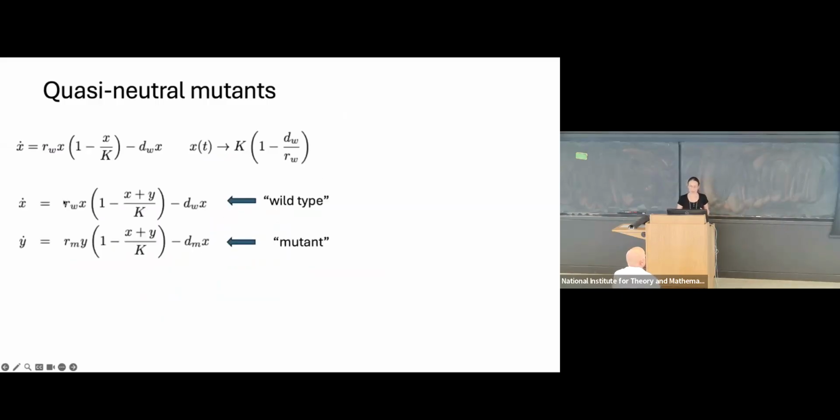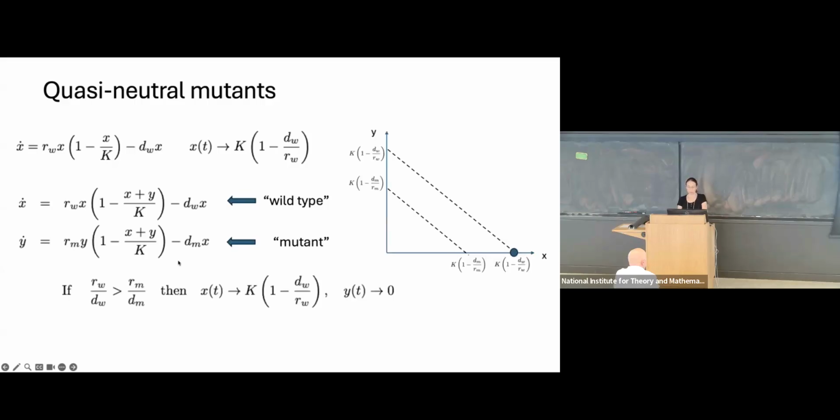So let me show you something very simple. Again, I love ODEs. Let's take a look at the wild type that divides at this rate and dies at that rate and grows according to logistic growth. And this is a mutant. So what are the equilibria? If the birth to death ratio of the wild type is bigger than that of a mutant, you have a competitive exclusion. The one that has a bigger ratio will win. If the inequality is the other way around, the mutant will win.